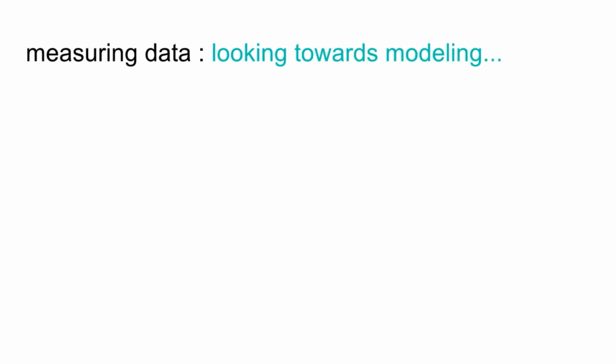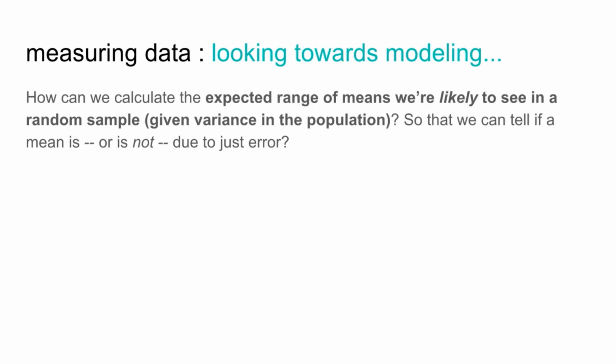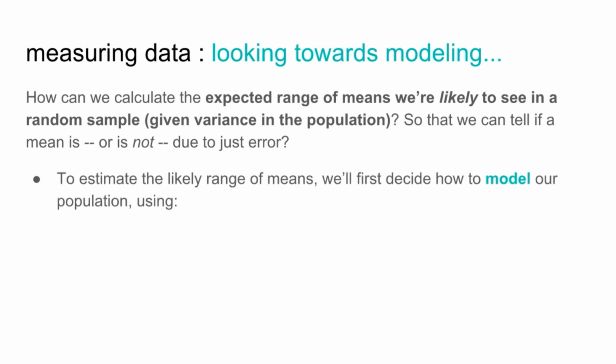From here, we want to know, how can we calculate the expected error that we get when sampling? That is, when using a sample mean to estimate the true mean. In other words, how can we calculate an expected range of means we're likely to see in a random sample, given that the population we're sampling from has variance? We want to know so that we can tell if a mean is or isn't likely due to just sampling error. To estimate this likely range of means, we'll first decide how to model our population.